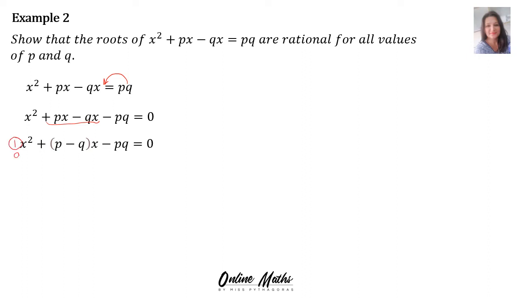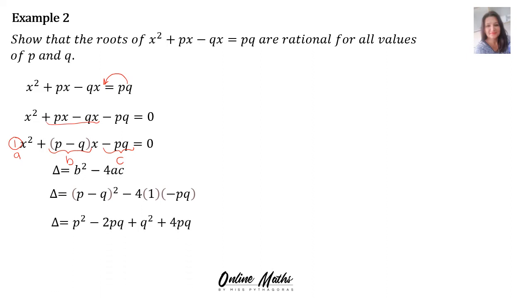A is x squared's invisible coefficient, which is 1. B's value is this whole p minus q in front of x, and c's value is minus pq, the term without the x. Then you work out the discriminant, delta is equal to b squared minus 4 times a times c. In b's place, it's the p minus q inside a bracket squared minus 4 times 1 times negative pq.